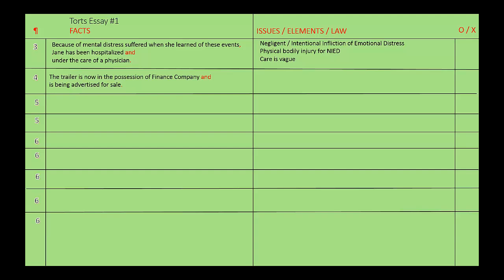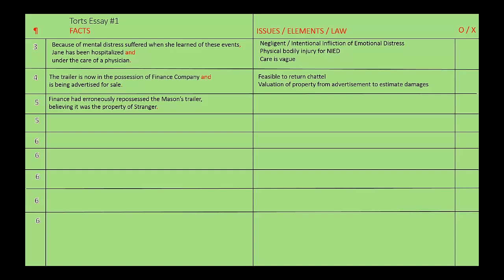This fourth paragraph again is only one sentence. The trailer is now in the possession of finance company and is being advertised for sale. Okay, so if they've got the property, it's feasible to return the chattel. We're going to go under specific performance. It's being advertised for sale. It might give us an idea of what the valuation of the damages might be, what it's worth, fair market value.